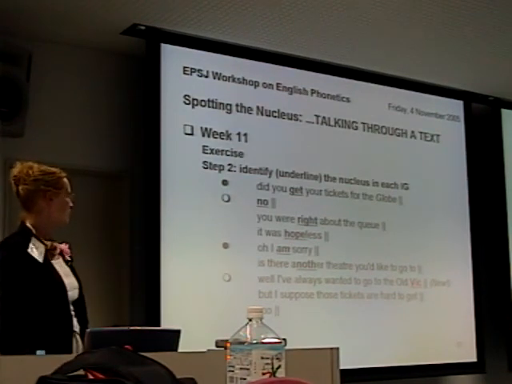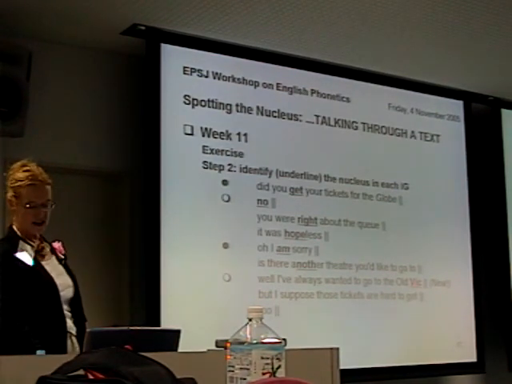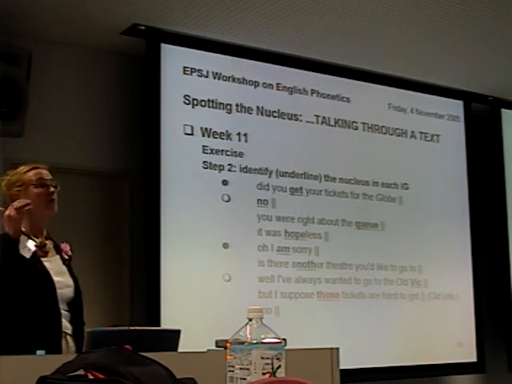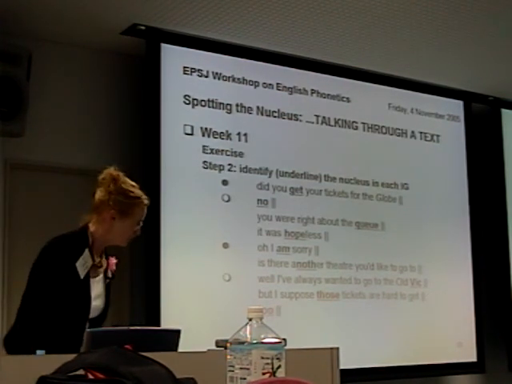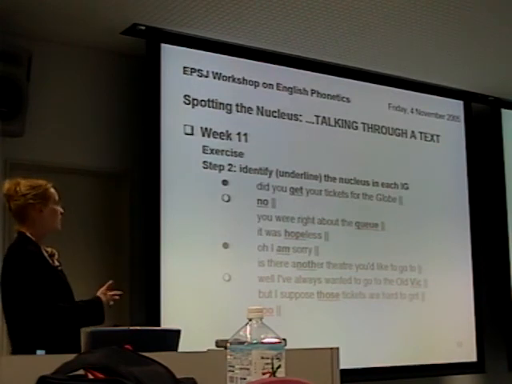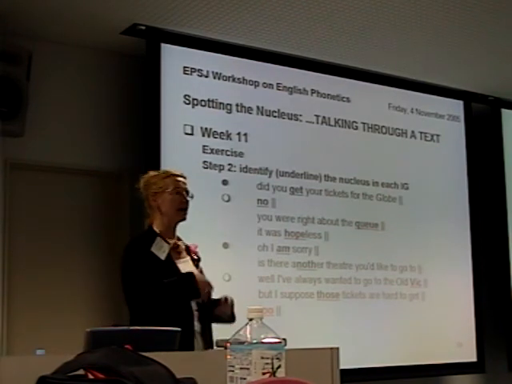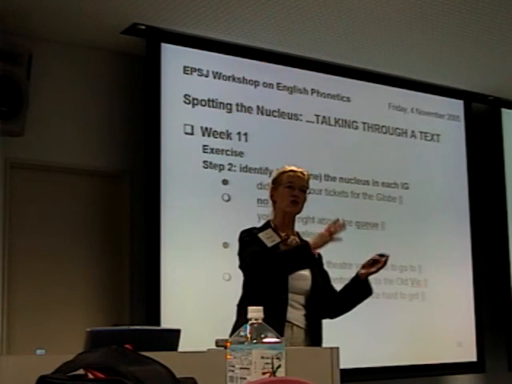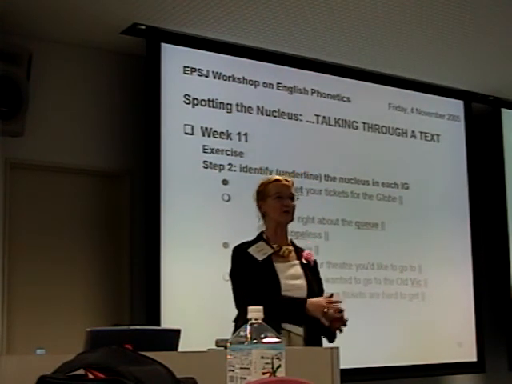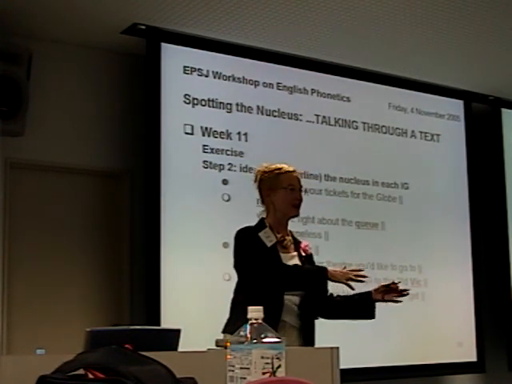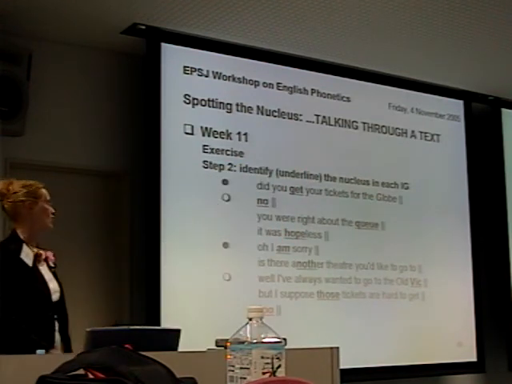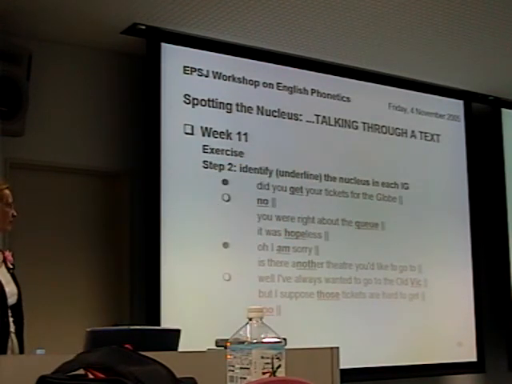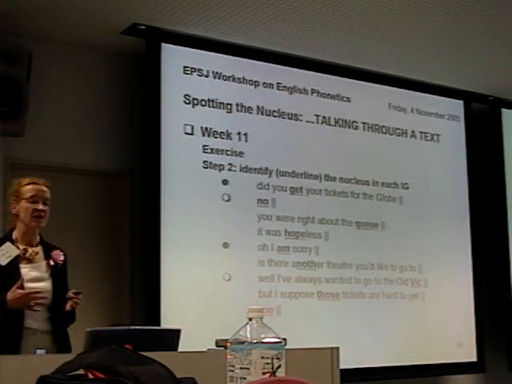So, you know, always wanted to go to the old Vic. And then, but I suppose those tickets are hard to get, and 2. That's one of the other things that we do. If we've got a 2, if we're being intense about something, we usually give it its own intonation group, its own nuclear tone, and it draws attention to just how stressed you are about it or whatever. Okay, so that's the kind of stuff that we do.